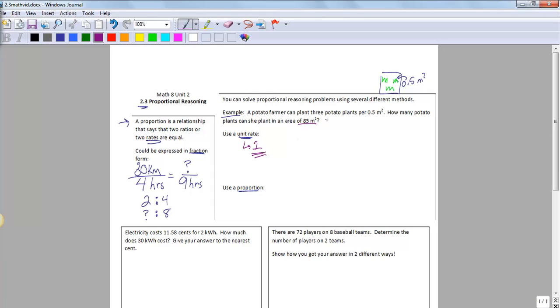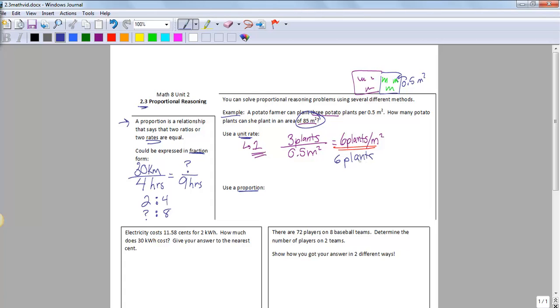Now remember how to find the unit rate. You're going to take the number of plants, so I've got 3 plants, divided by whatever area we're looking at. If I go 3 plants divided by 0.5 of a meter, I get 6 plants per meter squared. And maybe you were able to figure that out without a calculator: 0.5 of a meter, double it, that's 1. So this is great information. Once I have this unit rate, I can multiply it by 85, and I'll have the right number of plants.